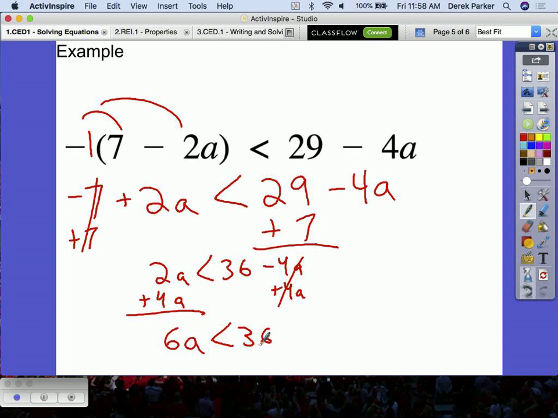Now, as you can tell, both are positive, so that means that inequality symbol is not going to change. So I'm going to do the inverse operation, which is division. Divide 6 to both sides, and I get a is less than 6.